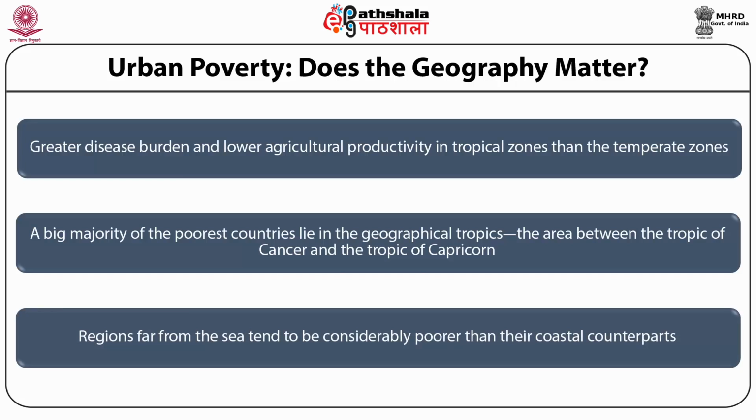Regions far from the sea, such as the landlocked countries of South America, Africa, and Asia, tend to be considerably poorer than their coastal counterparts. Sachs pointed out that moderate advantages or disadvantages in geography can lead to big differences in long-term economic performance.